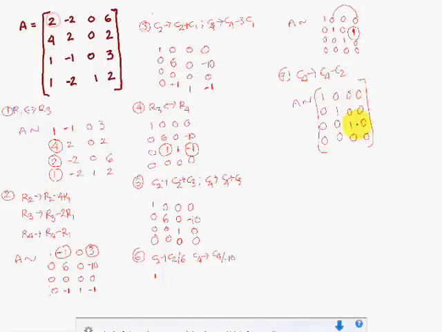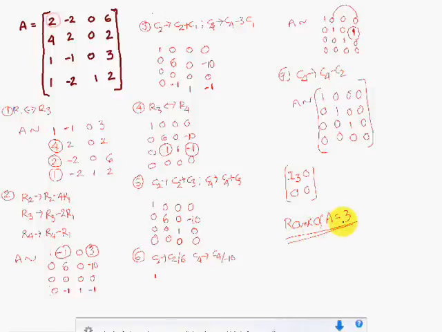Therefore, if you observe this, A has been reduced to I3, the 3 by 3 unit matrix. Therefore, what is the rank of the matrix? The rank of A is equal to 3 because it has been reduced to a 3 by 3 unit matrix.